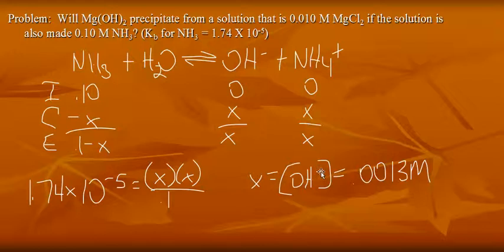Now let's go back to our solid. Our solid is magnesium hydroxide, breaking apart into magnesium ions and 2 hydroxide ions. Well, the concentration of hydroxide we just found as 0.0013. Magnesium comes from the salt MgCl2, which we're told is 0.01 molar.